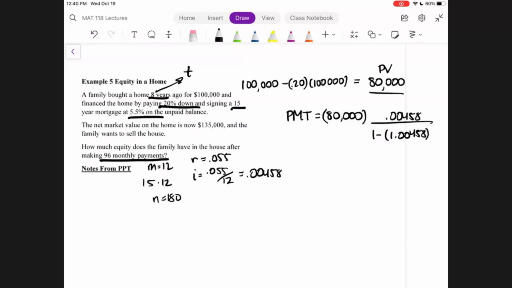And then raise to the minus 180. So let's see what our payment would be. So we have 80,000 times, and then 1 minus, so your monthly payment is $653.49, I'll say 50 cents.